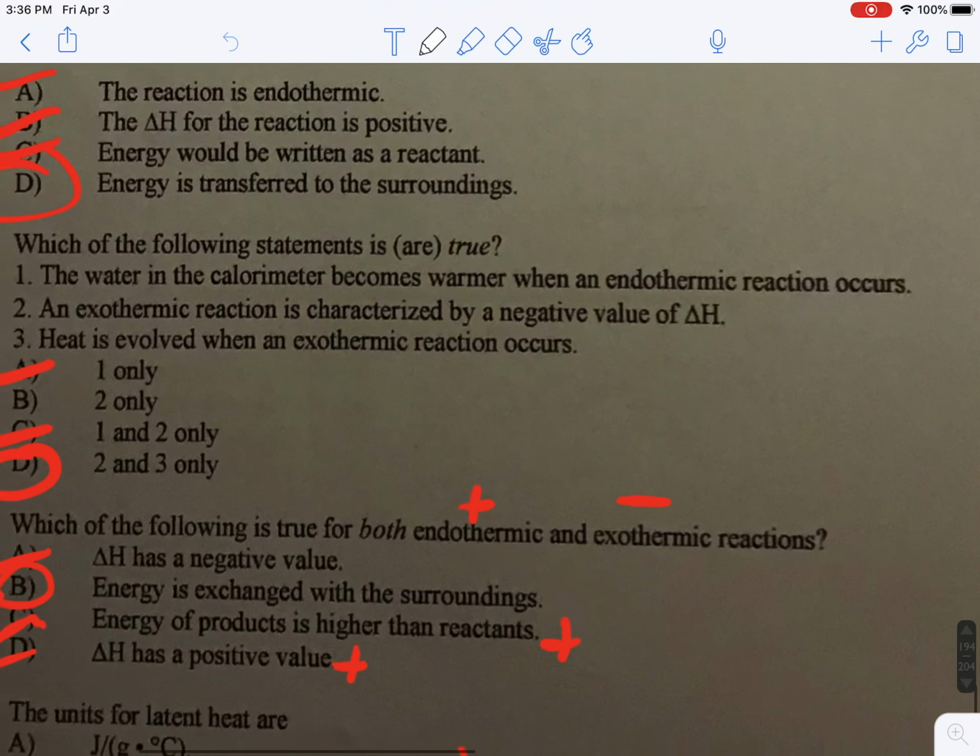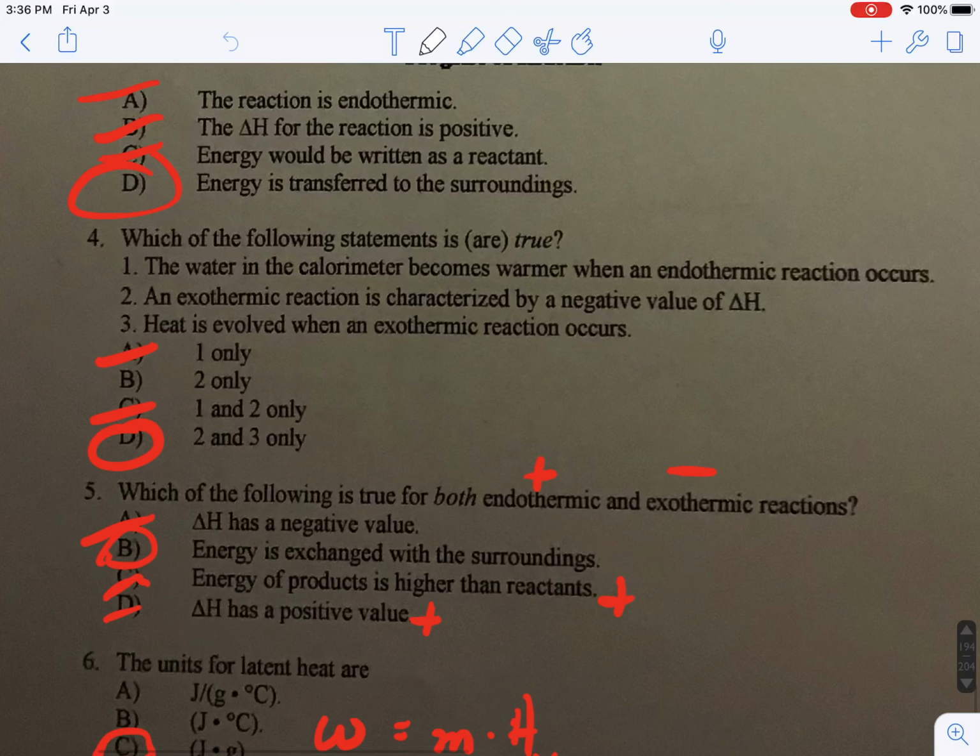All right, number 4, which is true. Water in a calorimeter becomes warmer when an endothermic reaction occurs. Remember, it's not what's happening to the water, it's what's happening with the reaction. If the reaction is releasing heat, the water should get hotter, but this is endothermic, which means the reaction is absorbing the heat from the water, so the water gets colder.